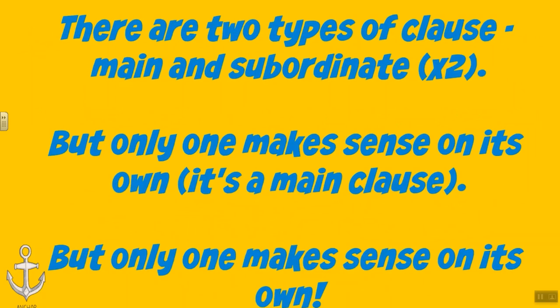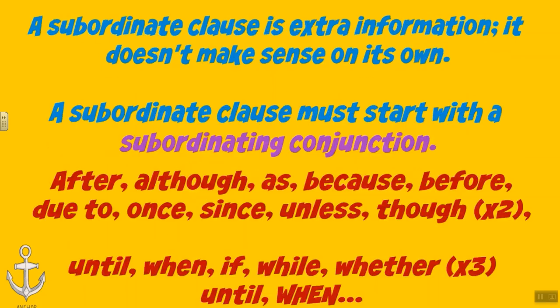There are two types of clause, main and subordinate, but only one makes sense on its own. It's the main clause. A subordinate clause is extra information. It doesn't make sense on its own. A subordinate clause must start with a subordinating conjunction.